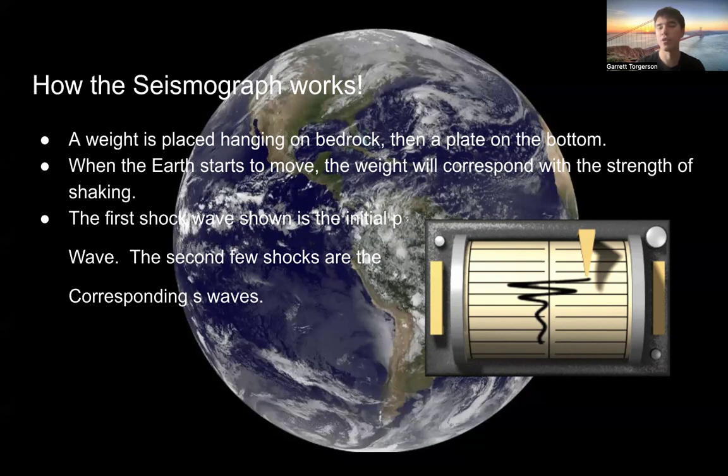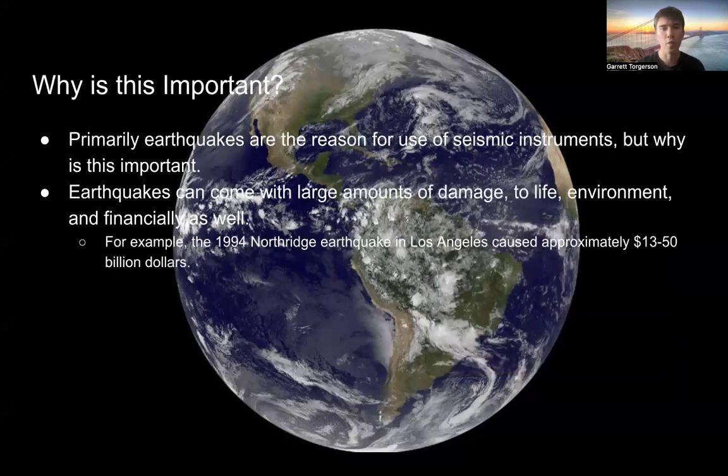The first shock wave that you'll see on the Richter scale or on the seismograph is the initial P wave that comes through. And the second few shocks, or however many shocks there are within that earthquake, are the S waves. Why is this important? Primarily, earthquakes are the reason used for seismic instruments, but also volcanoes and other magnetic reactions can be used, and is also considered seismic activity.